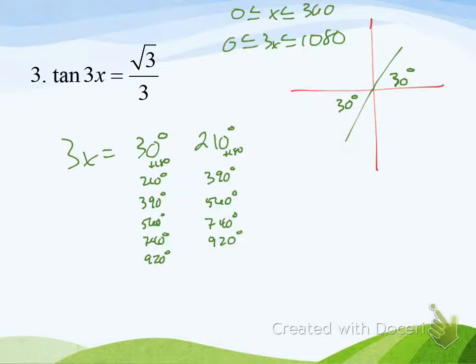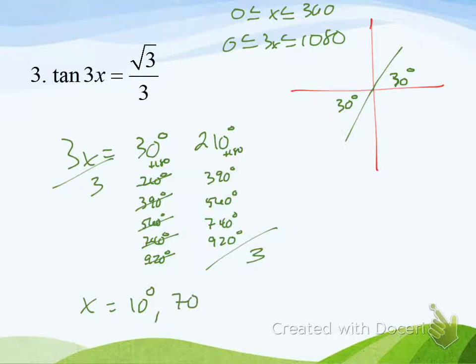Is there any reason to list angles twice? If we're going to have solutions, there's no reason to list angles twice, right? So the fact that we got 210 twice, 390 twice, 560 twice, 740 twice, and 920 twice when we added all of our 180s means that we can just ignore the copies, ignore the second ones. And then to find x, we're just going to divide everybody by 3. So x could be 10 degrees.